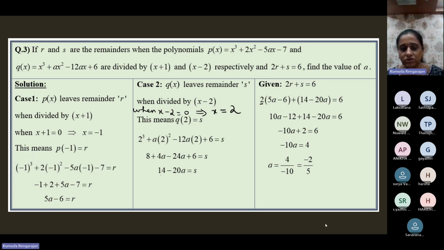You have to write the question and then work the answer as you see on your screen.